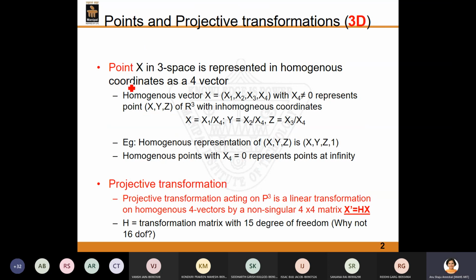Now coming to a point. How do you represent a point in 3D space? In the case of 2D, how many coordinates do you use to represent a point? How many coordinates do you require in the homogeneous representation?